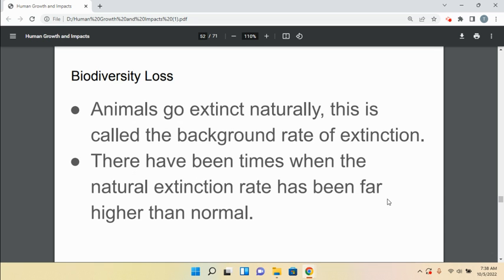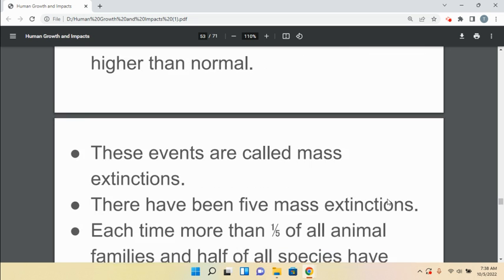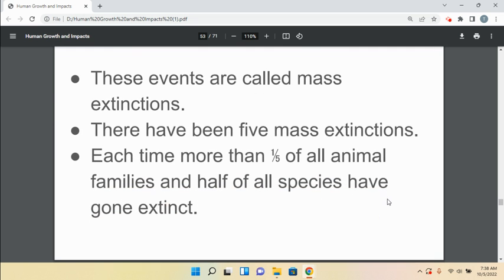We are losing biodiversity naturally through extinction. There is something called the background rate of extinction that's always happening. But there have been times when the extinction rate has been far higher than normal. These are called mass extinction events. There have been 5 mass extinction events through geological history. And during those, more than 1/5 of all animal families and half of all species have gone extinct. Some have been as high as 80%.